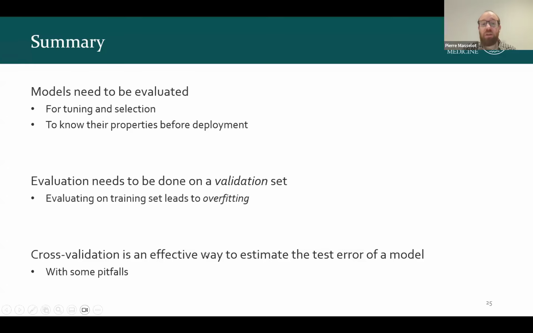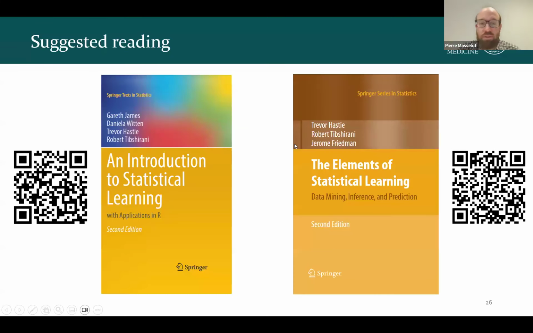And cross-validation is an effective way to estimate this test error of a model with, of course, some pitfalls that I just went through. Okay, well, thank you for listening to me.